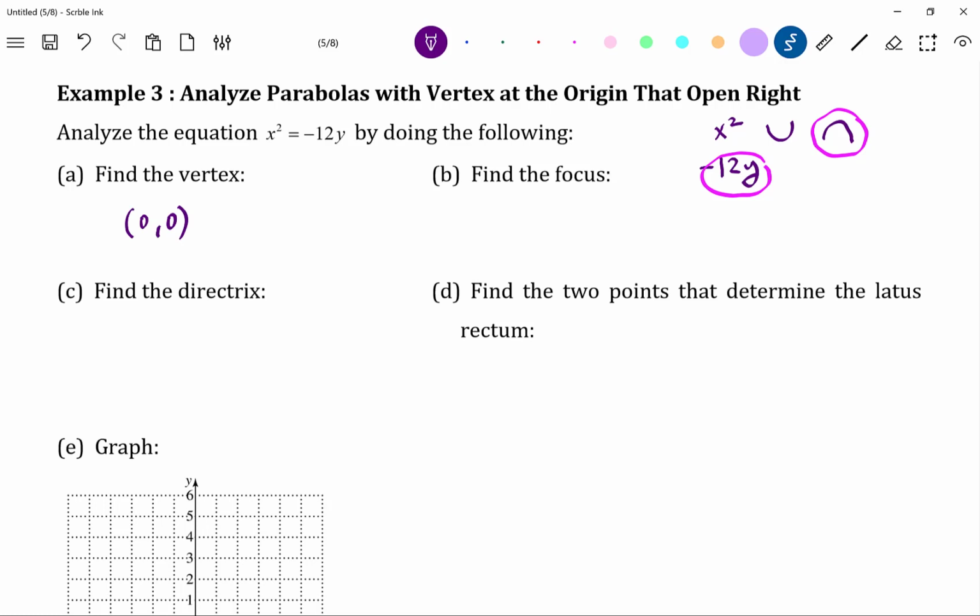Now to find the focus, that's going to be x squared is negative 4ay. In this case, x squared is negative 4 what times what is 12? Well, that's 4 times 3. So this means that a is equal to 3. So the focus, up and down, means it has a value for the y axis, and that's negative 3, and it's 0 for x.